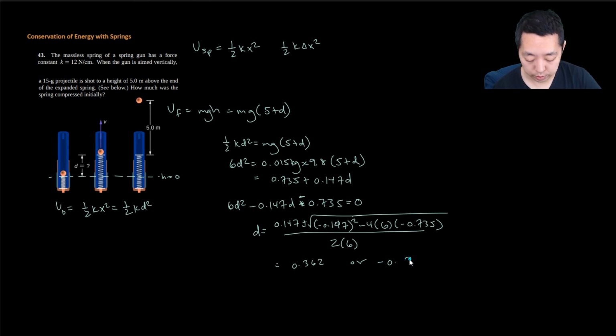negative 0.338. Now the problem with this solution is this implies stretching it, like I would stretch it out a little bit. But physically speaking, I can't. While the energy might be the same between those two states, stretching it out is not going to launch this thing vertically. So this is not a real solution. So this is my answer. Okay.